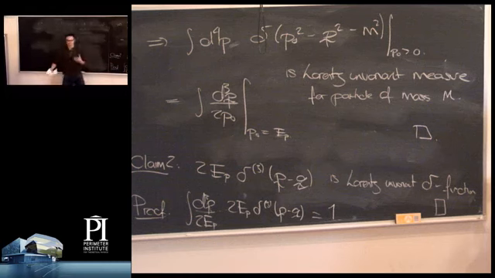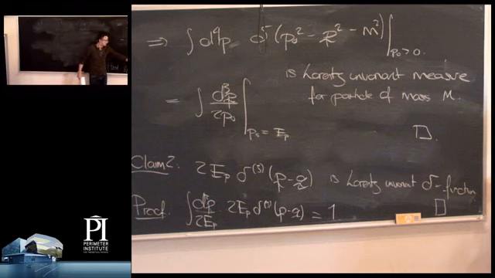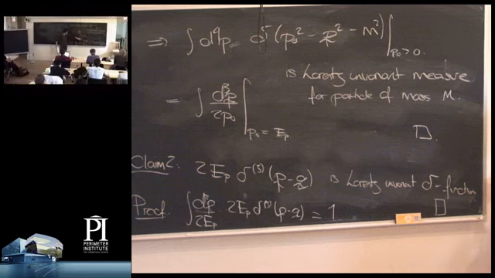Okay, so this is a little bit fiddly and a little bit annoying, but still we have to go through it. If you want to integrate over 3 momenta in a Lorentz invariant fashion, you've got to divide by the energy. If you want a delta function over 3 momenta in a Lorentz invariant fashion, you've got to multiply by the energy. So this is Lorentz invariant and this is Lorentz invariant separately. Okay?